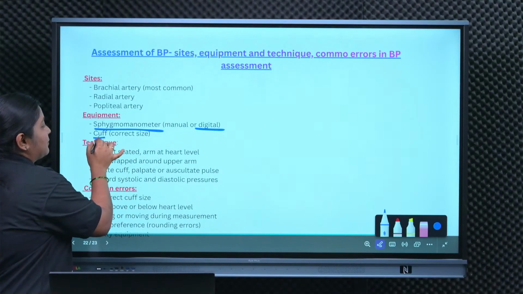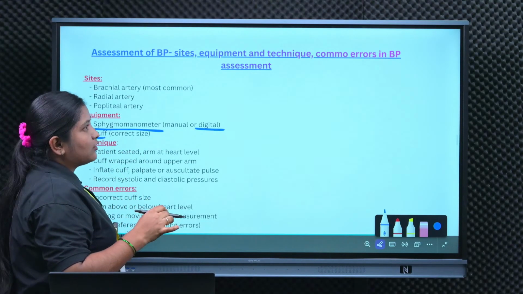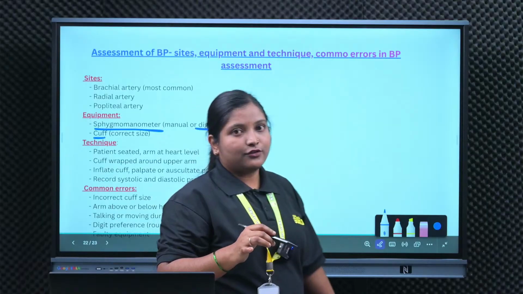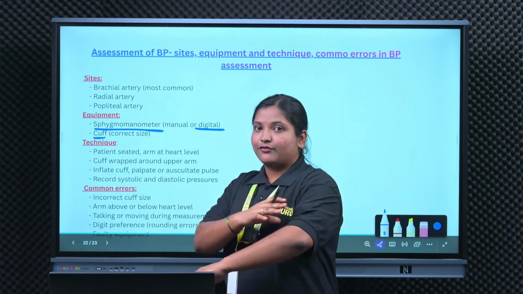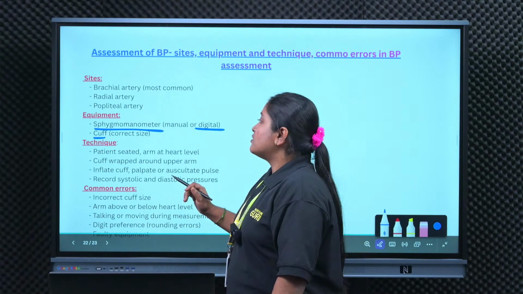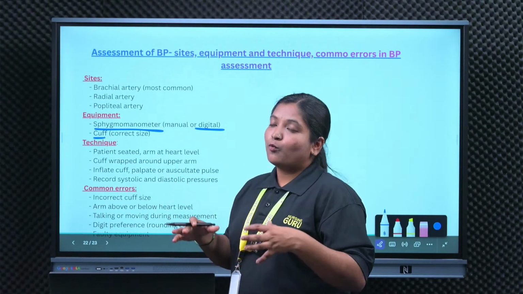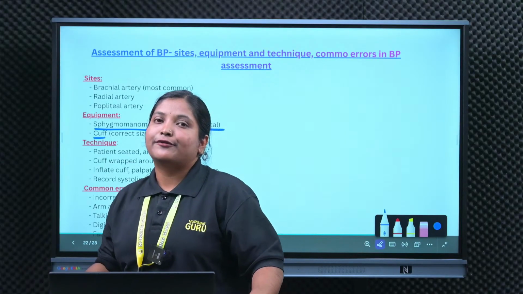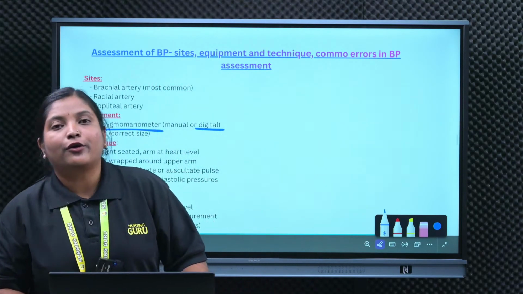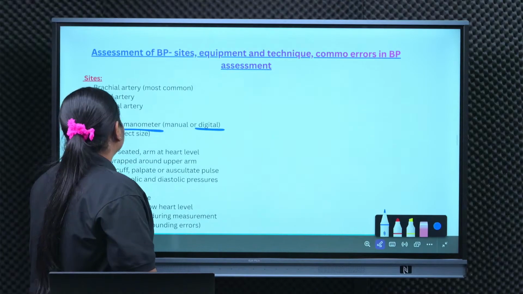The cuff will be there. What do we call that cuff? The BP cuff, the name is Riva-Rocci cuff. We should choose the correct size of the cuff. If somebody is more obese and you use a wrong size of cuff, you are not able to record the blood pressure correctly. So the next one is technique.